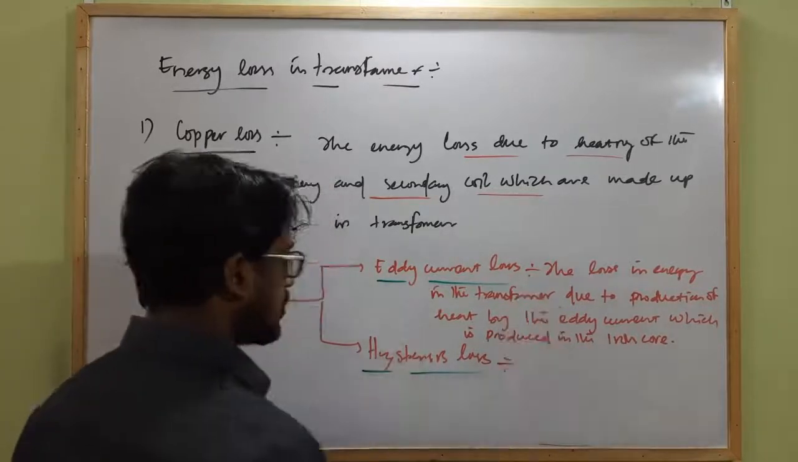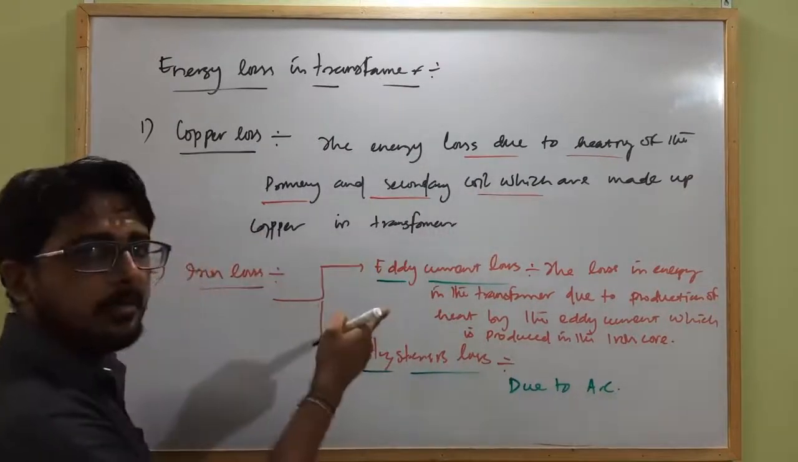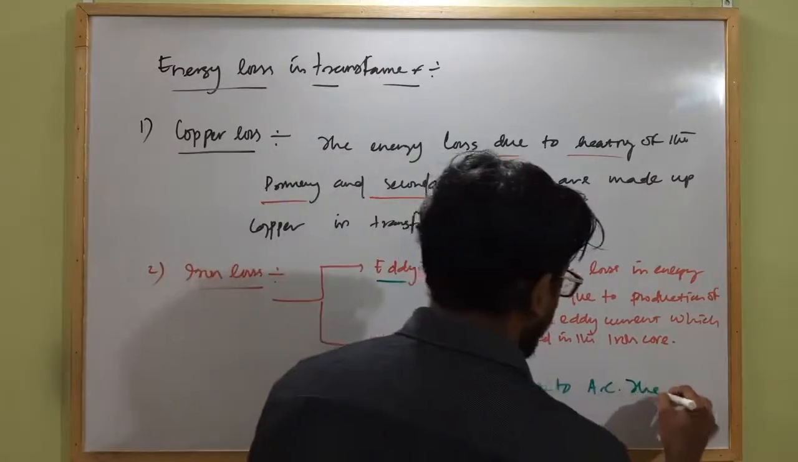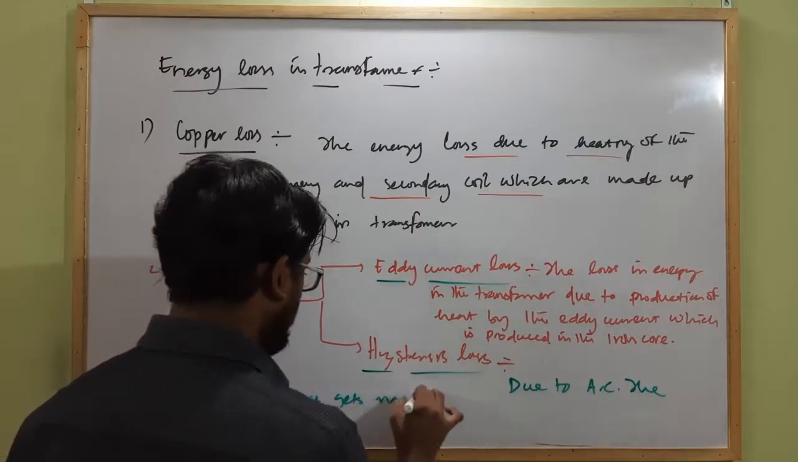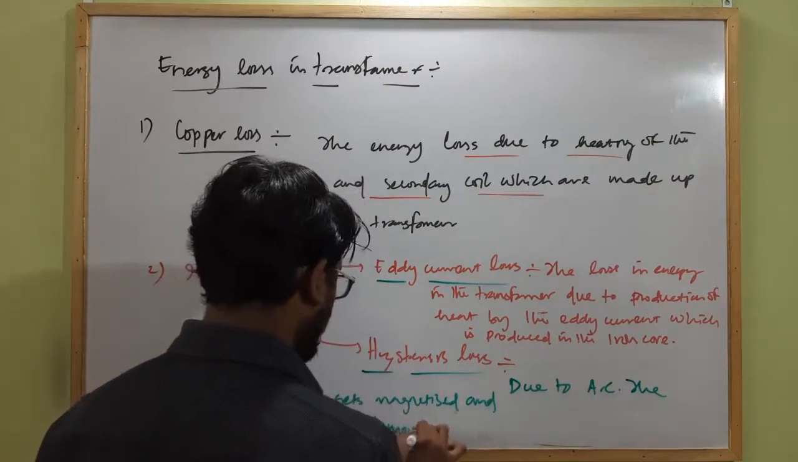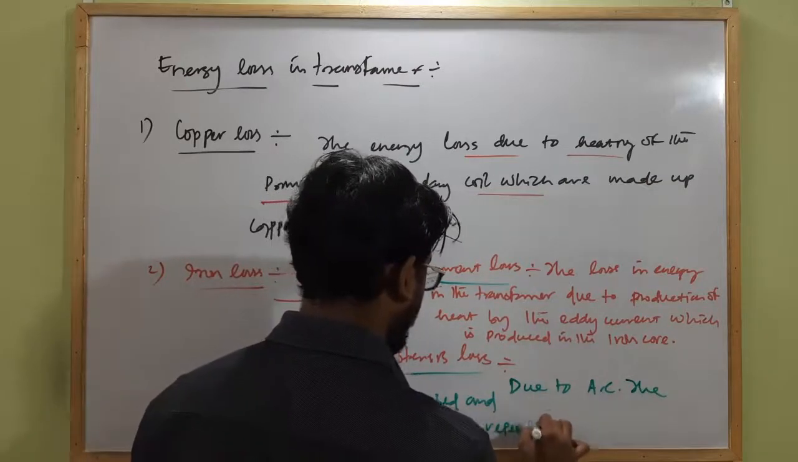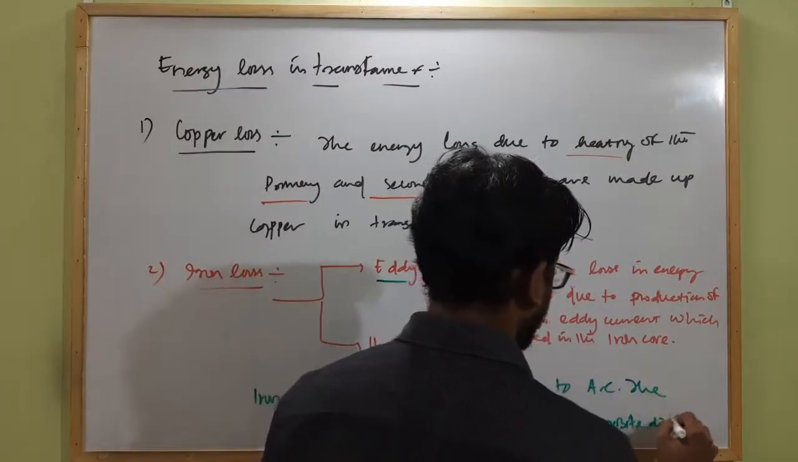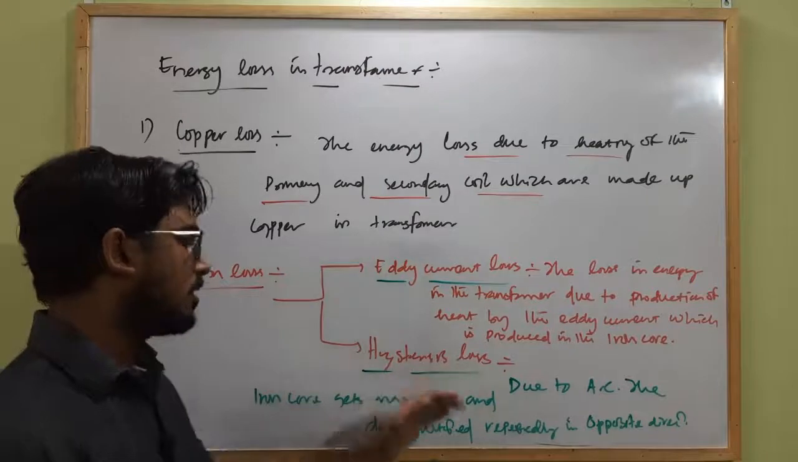Next, hysteresis loss due to alternating current. As we supply an alternating EMF as input, it will produce an alternating current. So due to alternating current, the iron core gets magnetized and demagnetized repeatedly in opposite direction, due to which some energy gets lost, that is known as hysteresis loss.